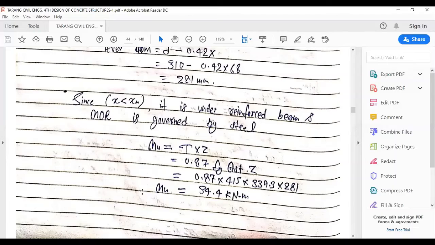So this way we can find moment of resistance or ultimate moment for the type of section that we have. First we have to find out the type of section, if it is balanced, under reinforced or over reinforced. Then depending upon the governing criteria, we'll use the formula, put in the values and arrive to the value of ultimate moment.